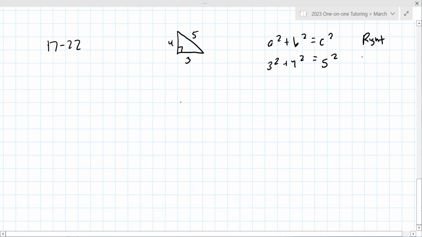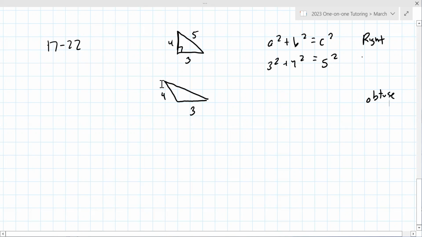Now what do you think happens here? Let's say it's still 3 and it's still 4, but it's kind of pushed out that way. What happens to the longest side here? Does it get larger or smaller from this picture? Larger. It gets larger, okay? So this one, do you agree that this triangle is obtuse? Yes.